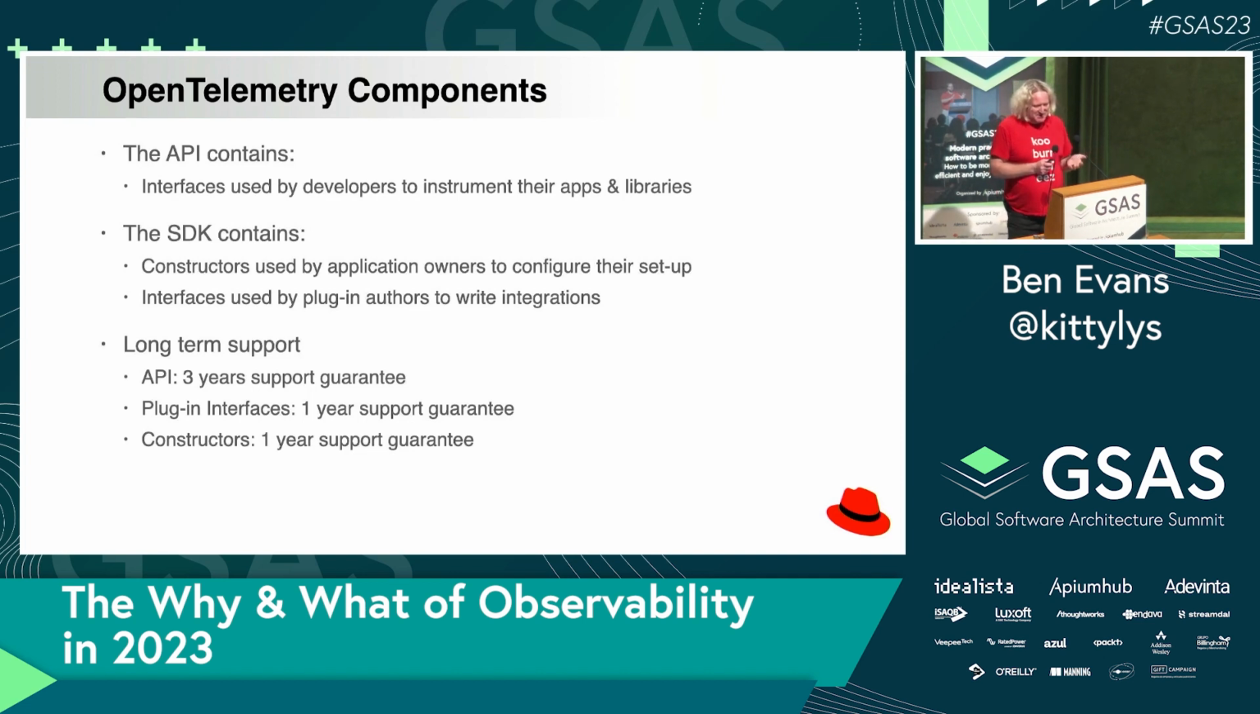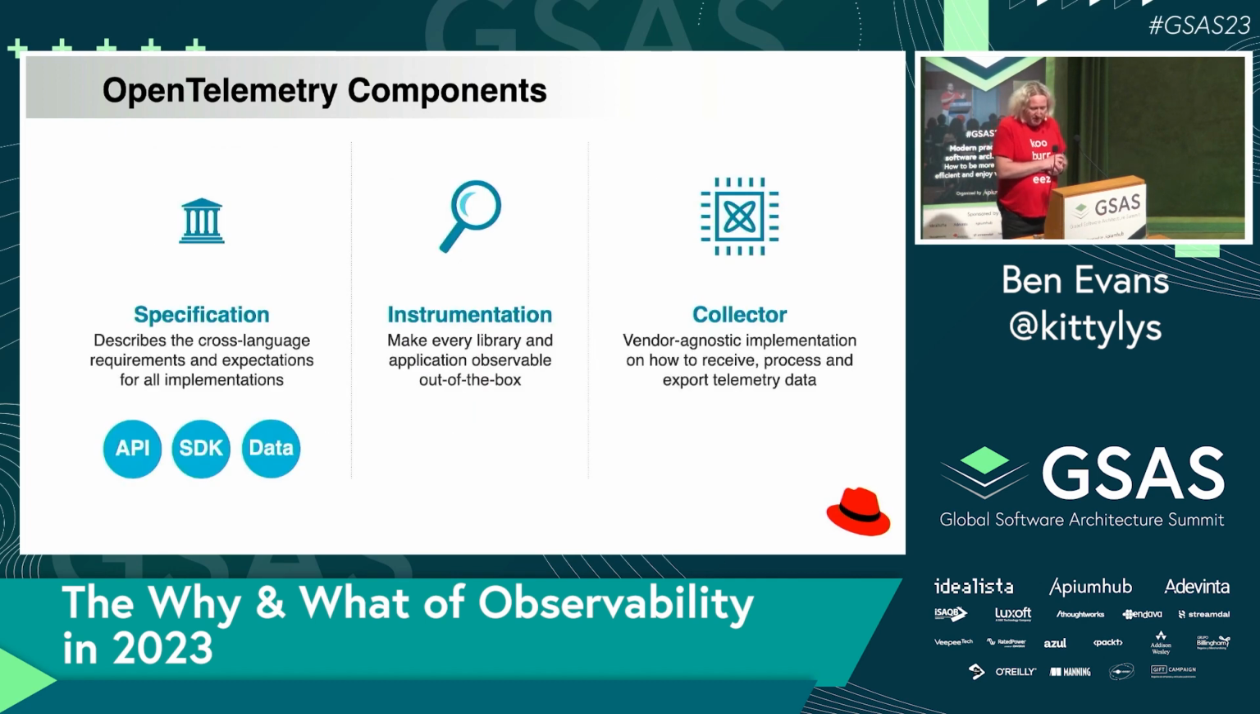So what are the three pieces? The API, this is basically used to instrument apps and libraries if you need to develop some custom instrumentation. The SDK is the part which you use to configure your setup and actually work with it. Long-term support, yeah. This is another funny one. I don't quite know where they get their definition of long-term support from, but I don't particularly think 3 years is very long-term. But nevertheless, that's what the components, once they reach 1.0, are supported from.